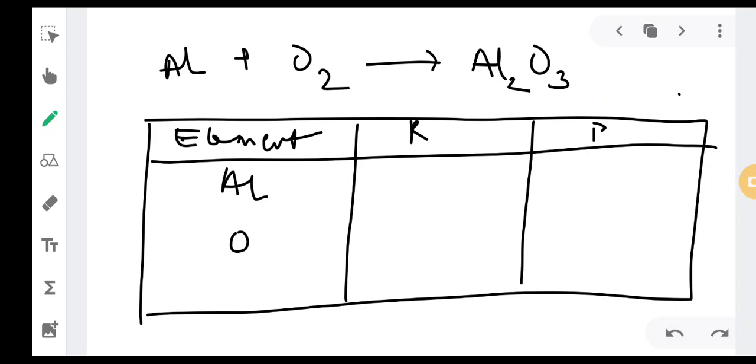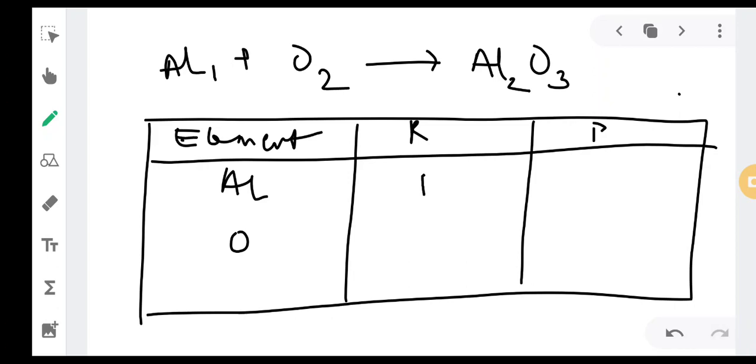Next thing was we need to find out what were the various different types of elements which were present in the equation. So in this equation if you see there are only two elements, one is aluminium and one is oxygen. So how to balance this equation? Whenever we were supposed to balance the equation, we first had to know the number of atoms which are there on the reactant side and the number of atoms which are there on the product side.